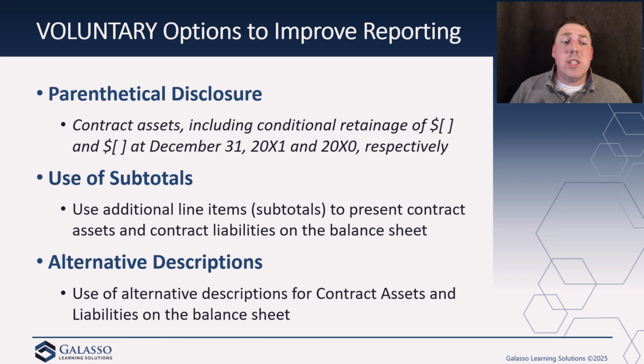You could also use subtotals. We saw an example of this earlier where we had our line item, right? Our contract asset and contract liability line items. And then down below, we included the specific subtotals that made up those total amounts. Again, it was the retainage amount, conditional retainage, as well as those billings in excess of revenue and revenue in excess of billings.